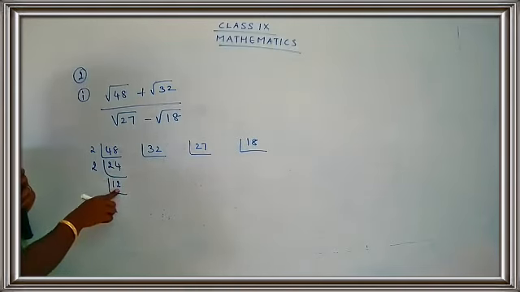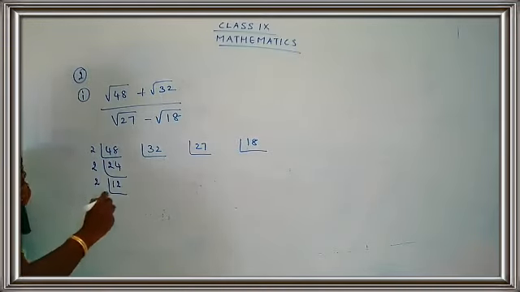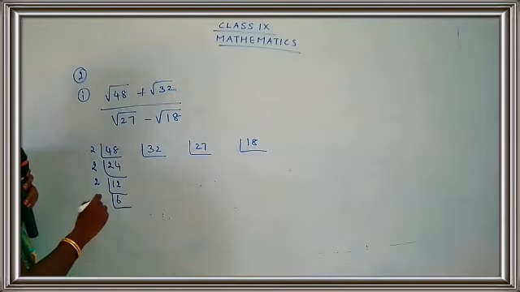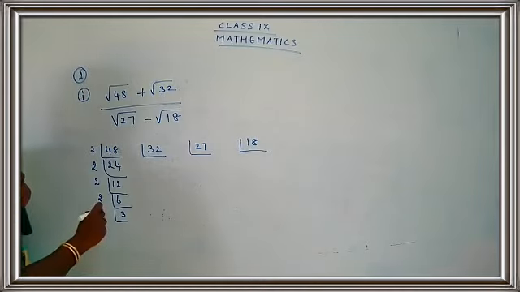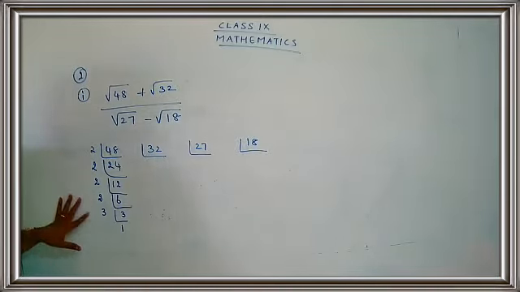Again the last number is 2, so this number is divisible by 2. So I take here 2. 2 6s are 12. 6 goes in the table of 2, so I'll divide by 2. 2 3s are 6. 3 goes in the table of 3. And I get here 1. So we have found the factors for 48. That's 2 into 2 into 2 into 2 into 3. So these are the factors of 48.